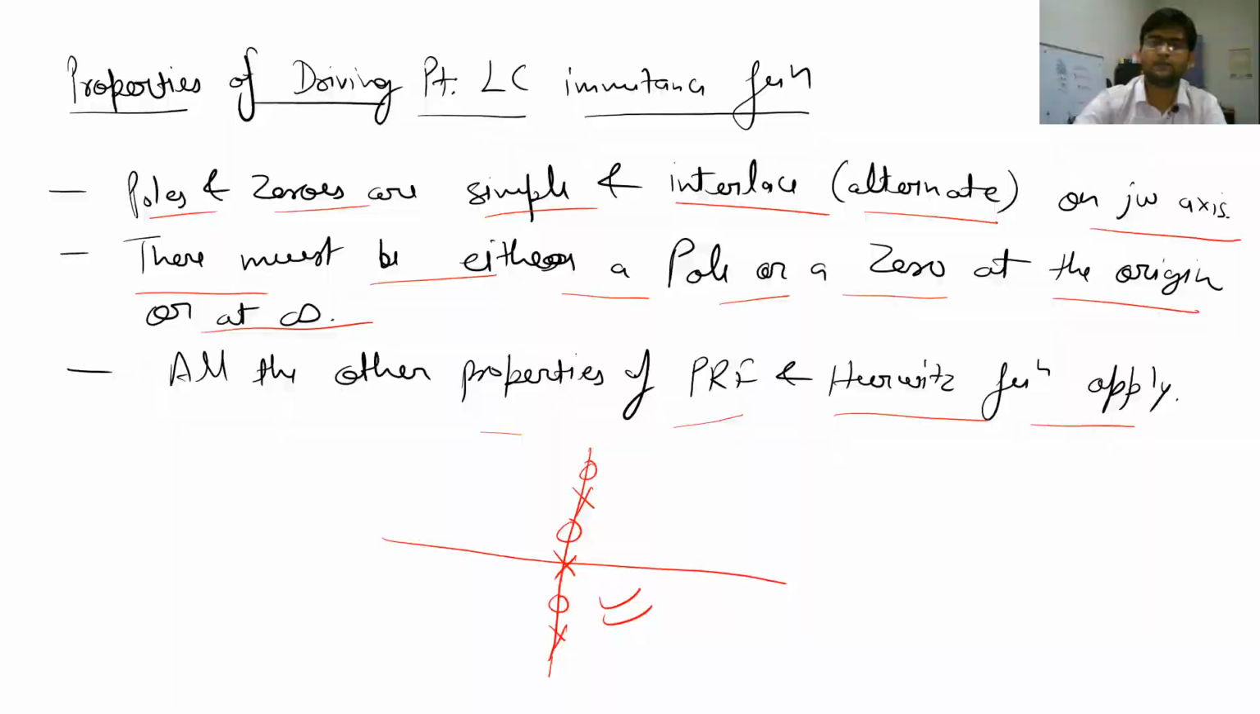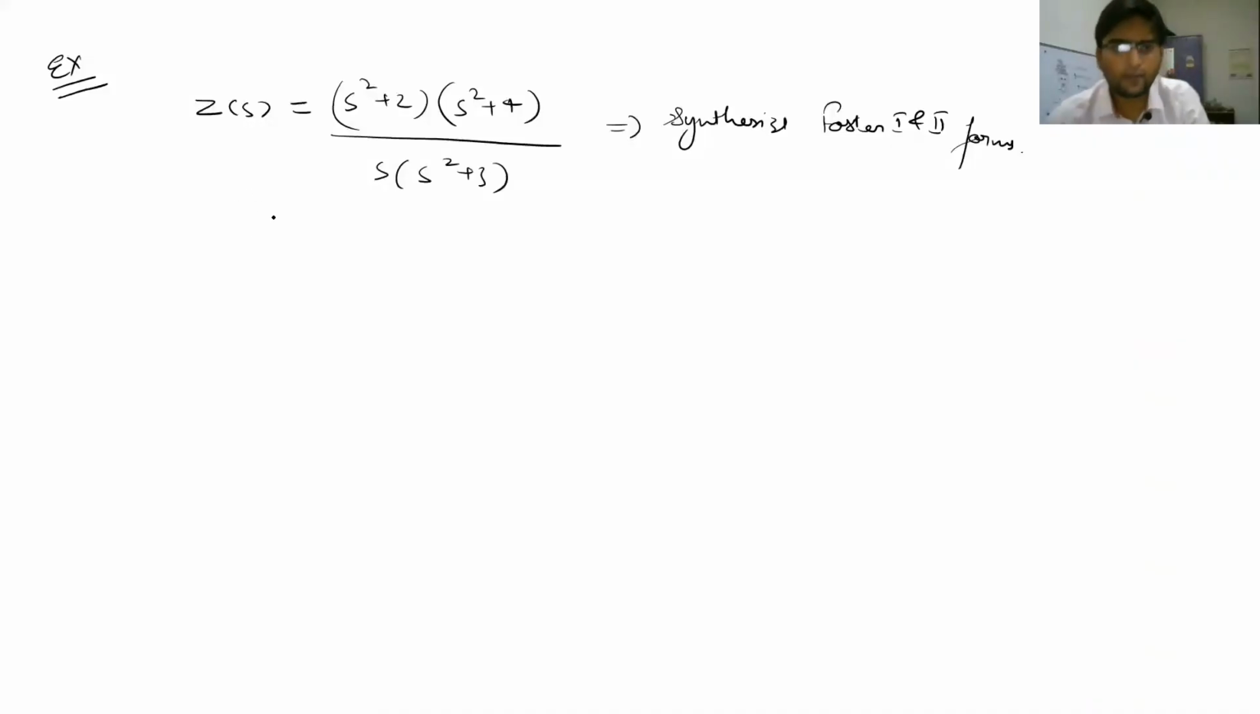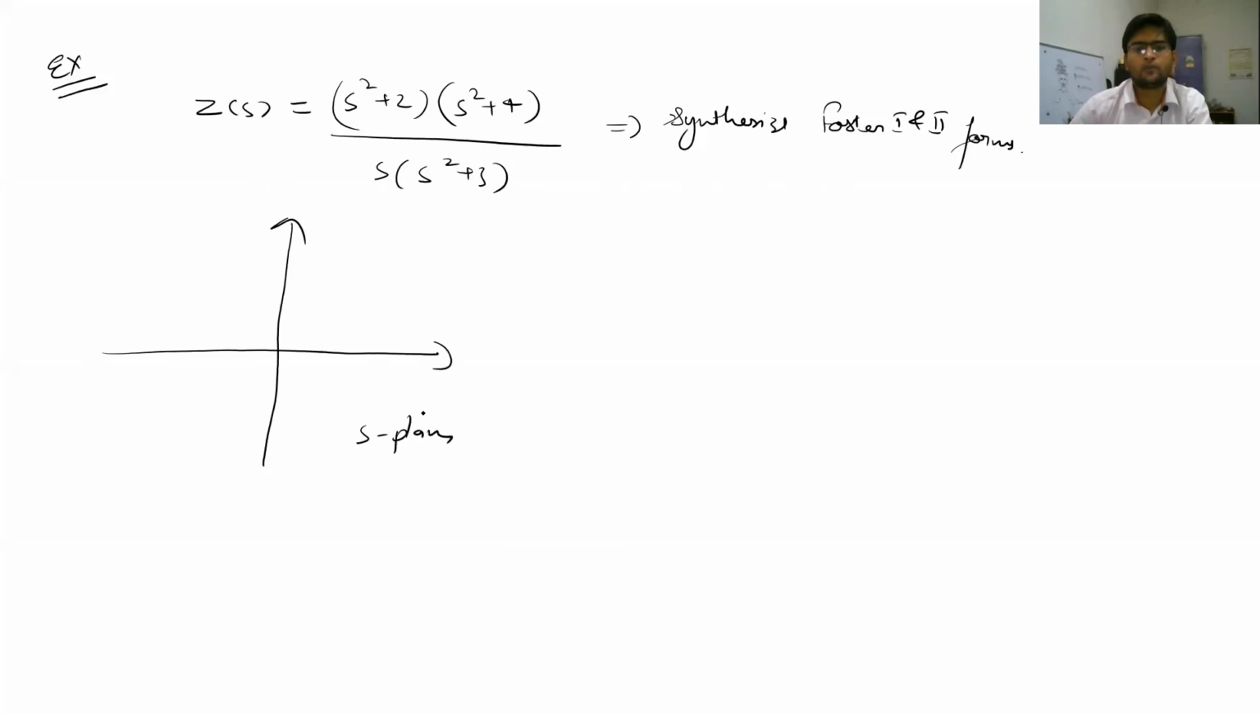So let's move further. Now let us take an example. Here we have an impedance function, and we have to synthesize the Foster 1 and second form. Before going to synthesize, let us see, just by seeing this function, which kind of circuit elements we are going to get. The simplest way to see it is to just draw an S plane and see where the poles and zeros lie. So this is the real axis and this is the imaginary axis.